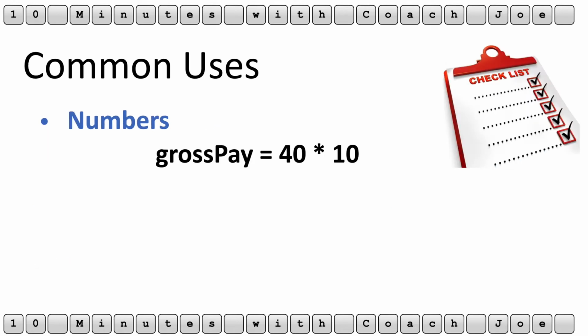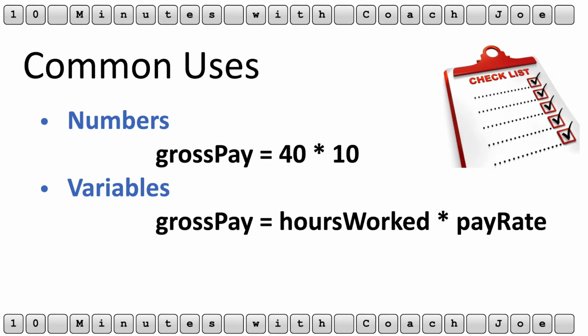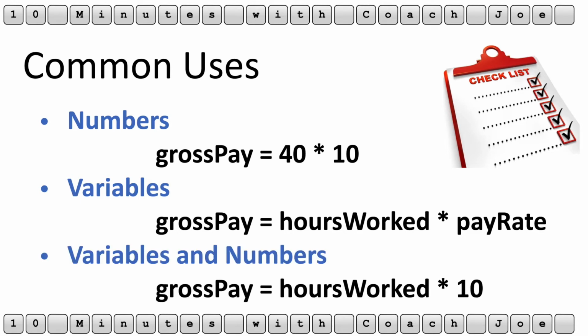Let's review some common uses for arithmetic operators. The first is with the use of numbers. Gross pay equals 40 times 10 will assign the variable gross pay with the result of the expression 40 times 10. Another use is with variables. Gross pay equals hours worked times pay rate will assign the variable gross pay with the result of the expression for variables hours worked times pay rate. We also have both variables and numbers. Gross pay equals hours worked times 10.